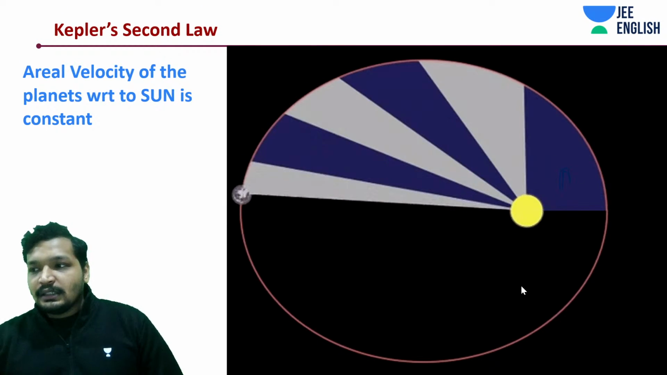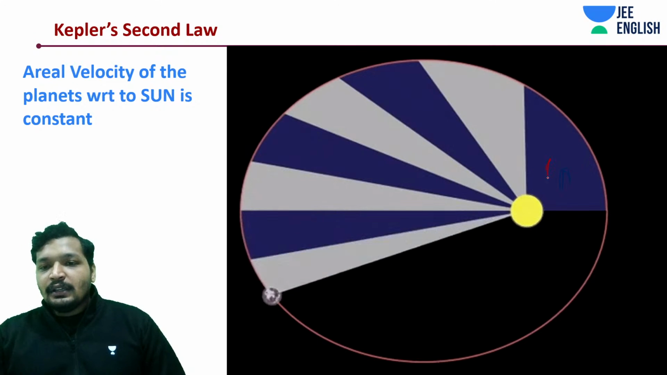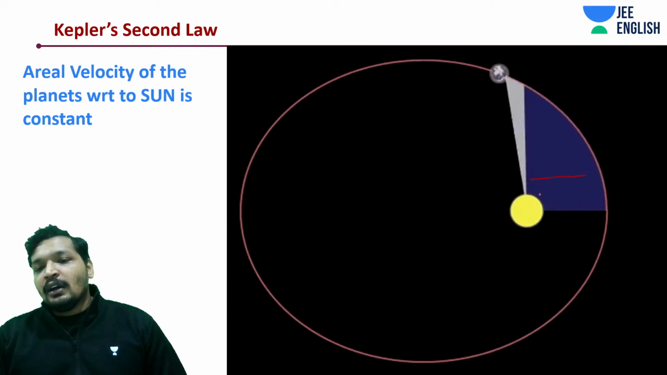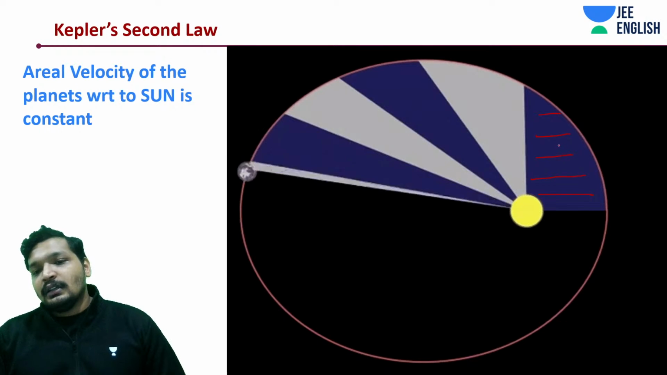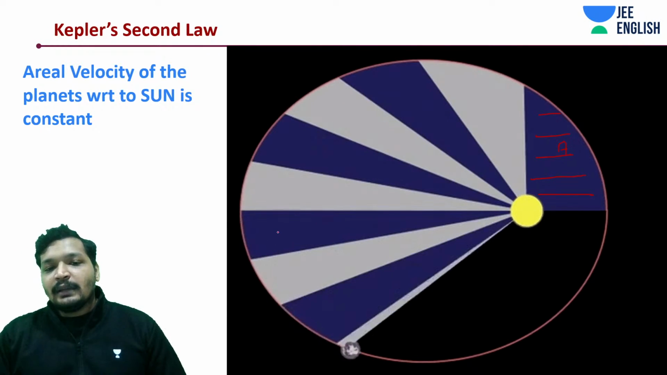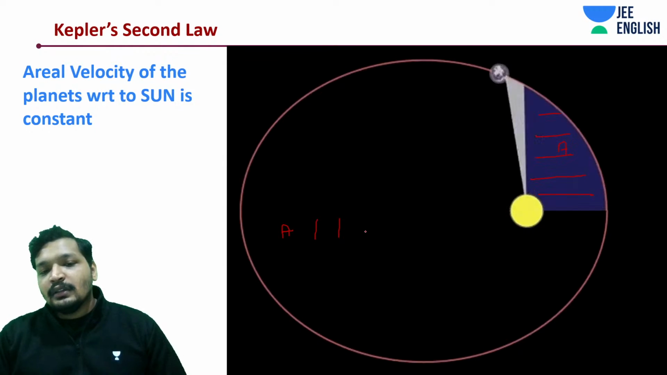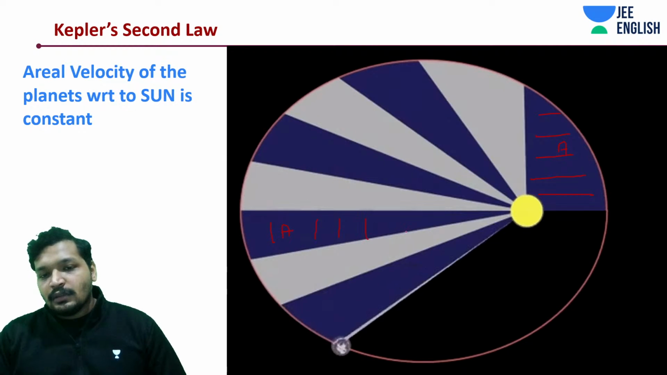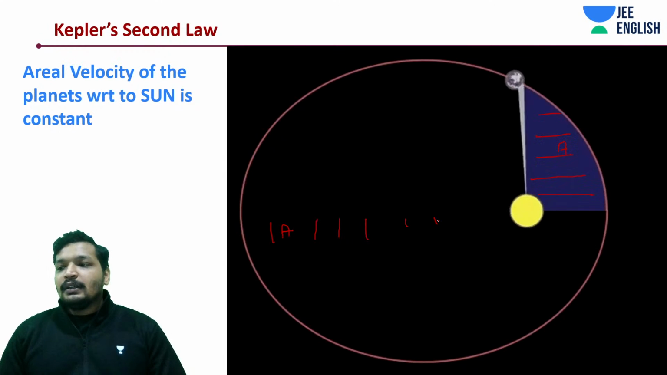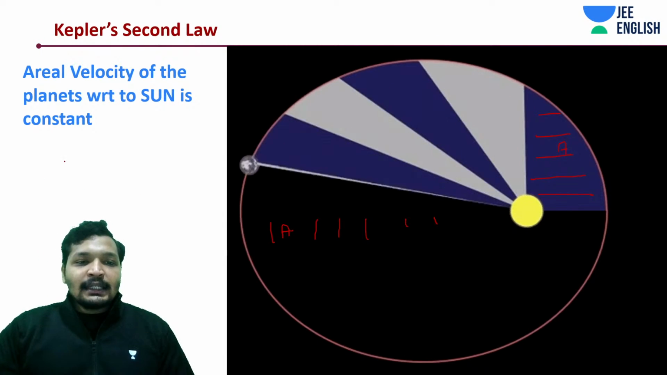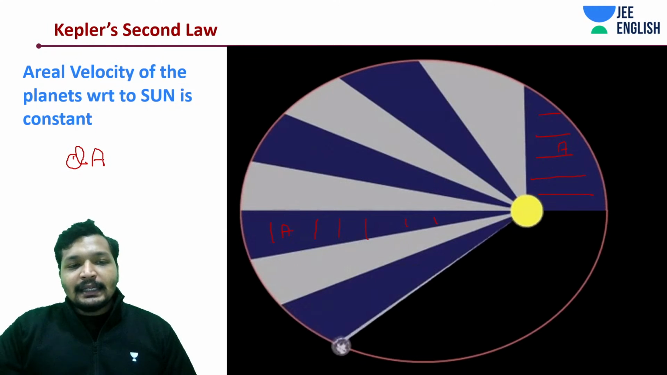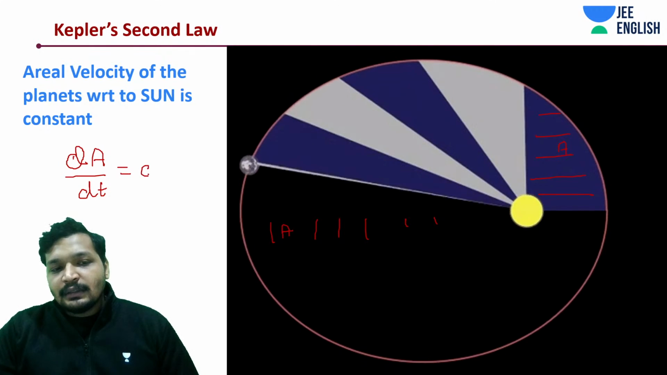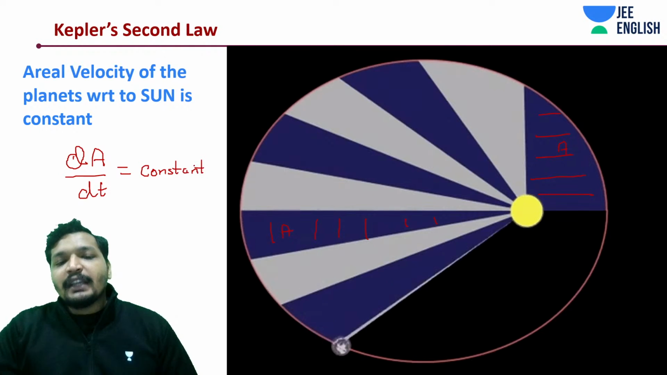Let me change this color, just a moment. Okay, let me erase everything. It's an amazing one. If you're noticing this, how much is this area? This is A. This is all equal time interval. This is also going to be A. This is also going to be A. It will move faster, so the same thing. So it's basically saying that dA by dt is constant. It is some constant. We can prove this point.